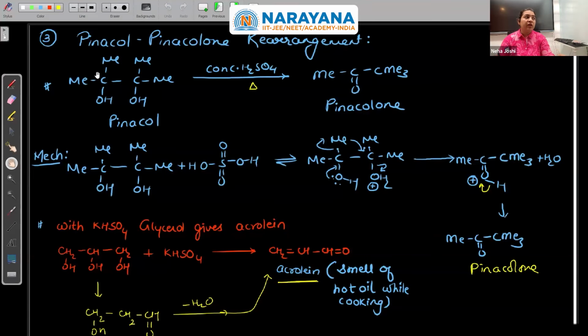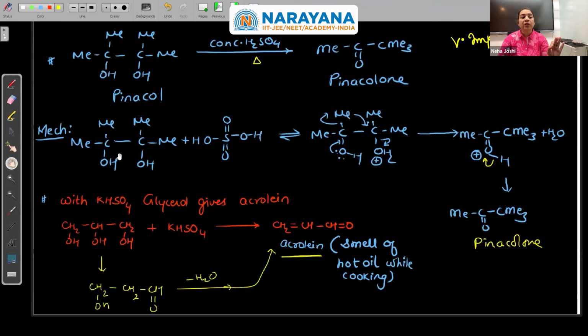Pinacol-pinacolone rearrangement. Very, very important reaction. Let us see what is given in this. First of all, remember it is an intramolecular rearrangement. It never goes here and there. So as I told, pinacol is this.